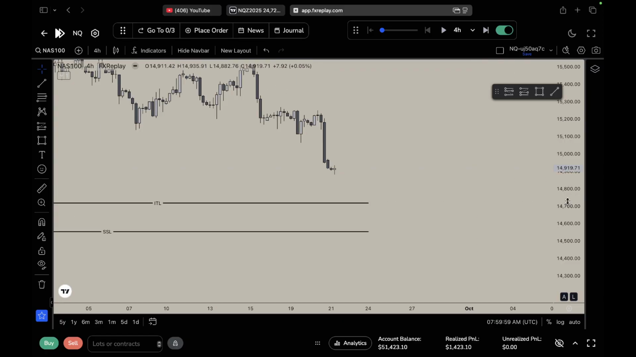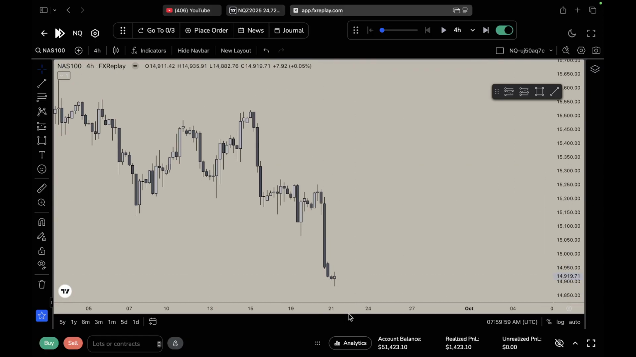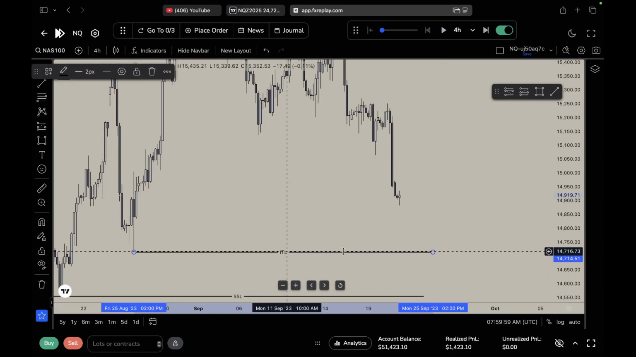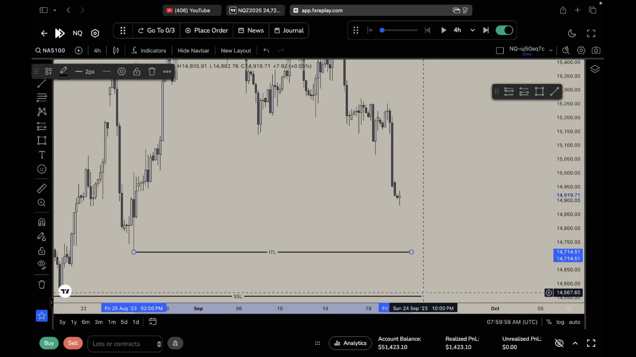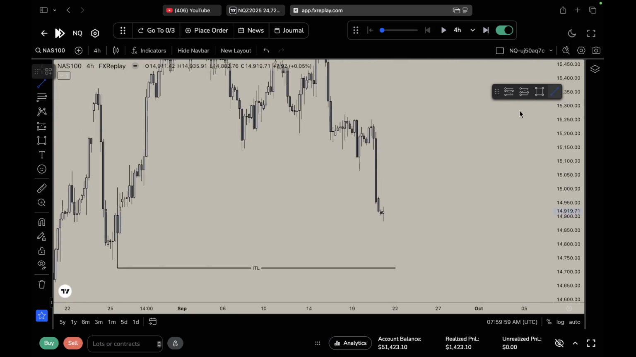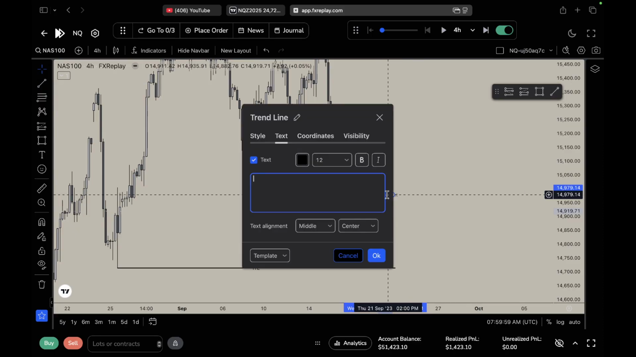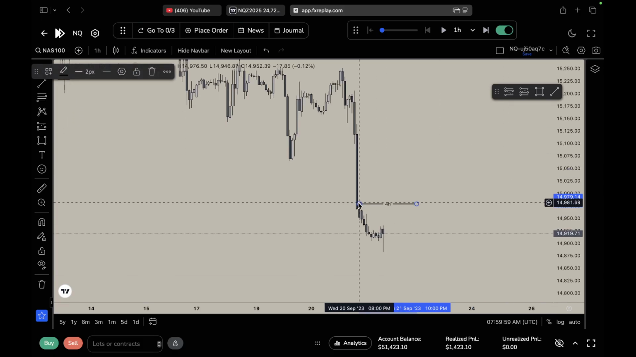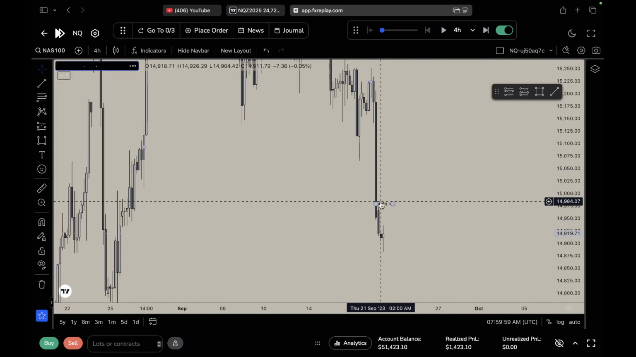Go on the 4-hour quick. Not too much to the left of us, but again, these lows look really good. So we do have this 4-hour above though. Maybe price can tap up into this first before moving lower. Definitely like to see that.